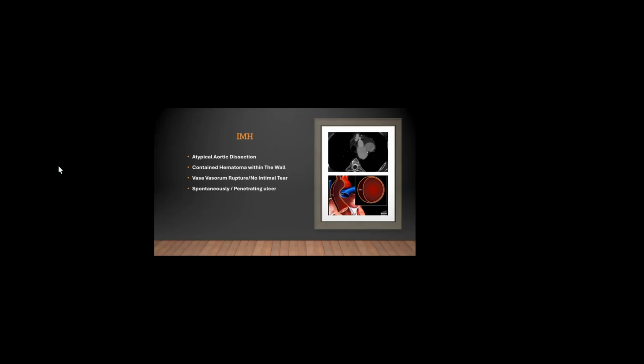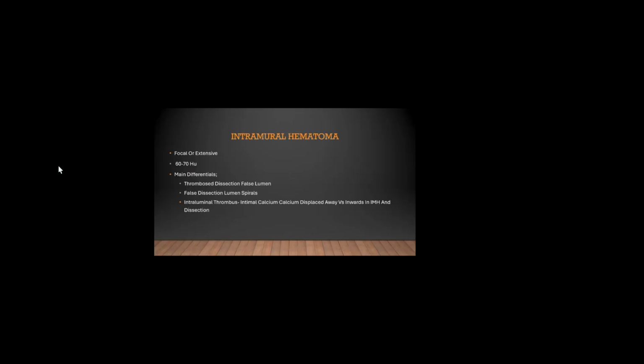The second, which is the intramyocardial hematoma, as we said, is a contained hematoma or a hemorrhage from the vasa vasorum within the wall. However, there is no flap and there is no entry point, no tear, in order to differentiate it from the dissection. It is sometimes spontaneous, sometimes iatrogenic during a surgery or an intervention, because sometimes it's not known what happened with these intramural hematomas.